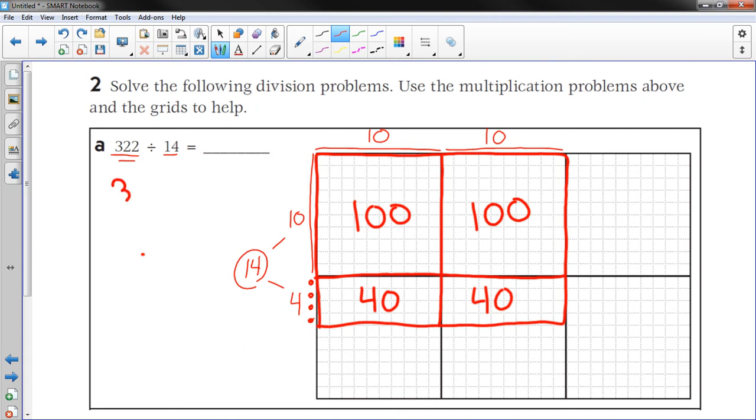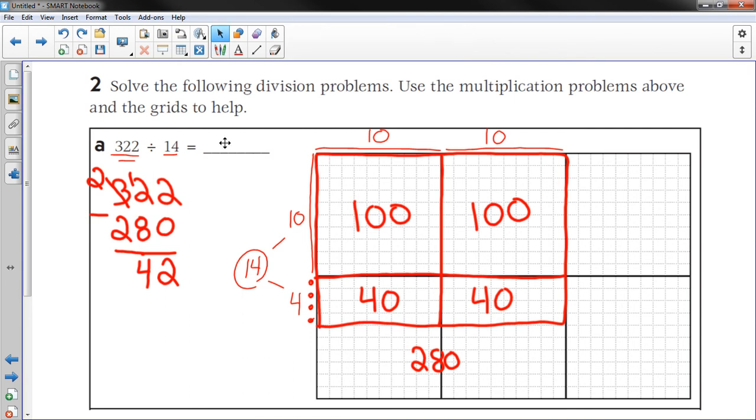So over here, I'm going to take 322, and I'm going to subtract 280. Remember, all those together is 280. I'm subtracting because I'm dividing. 2 minus 0 is 2. I can't do 2 minus 8, so I have to borrow from the 3, make that a 2. 12 minus 8 is 4. 2 minus 2 is 0. So I have 42 more to get rid of there, to divide.